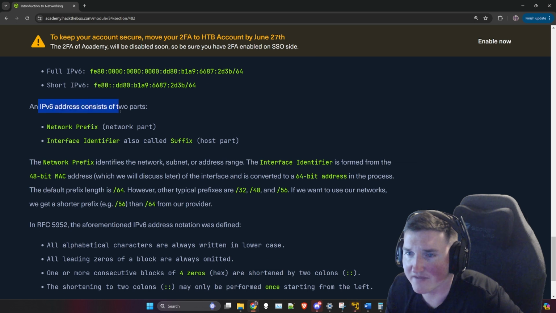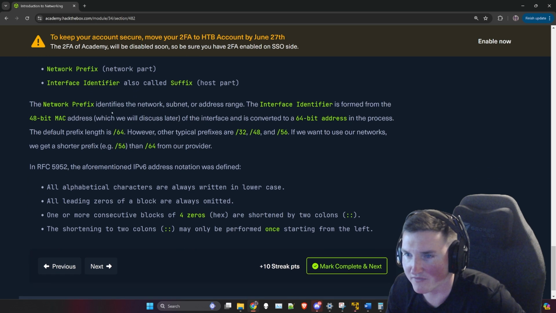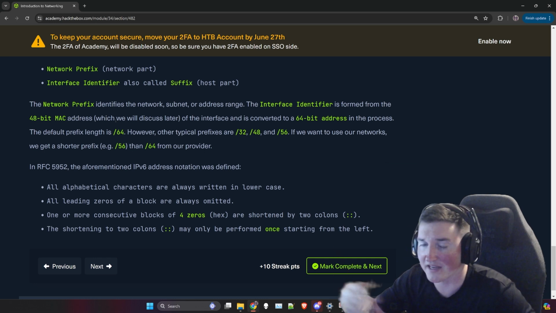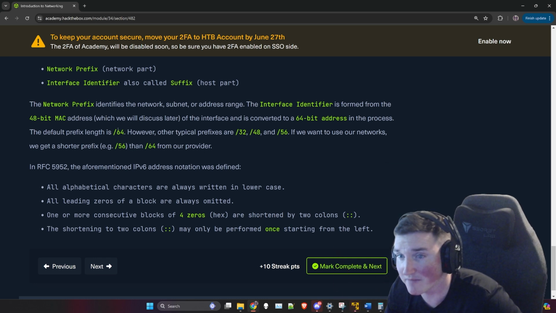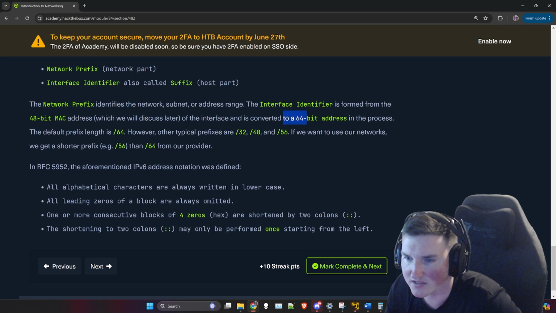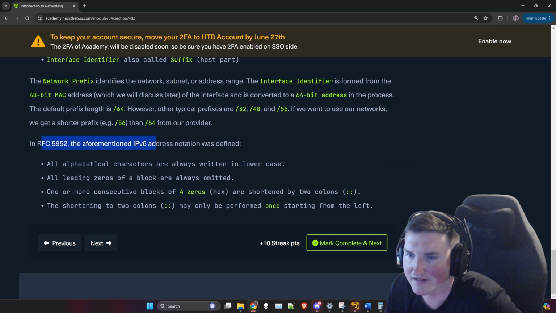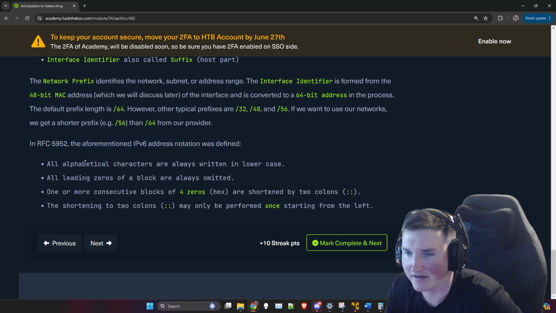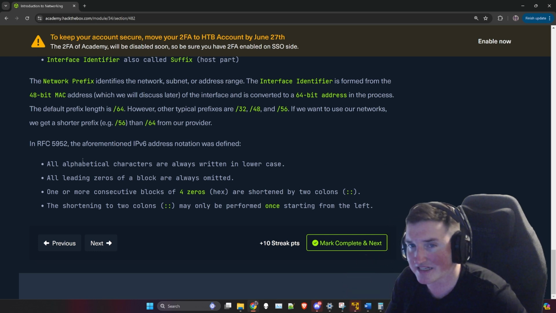And then you have an IPv6 address consists of the network and the interface identifier. So the network part and the host part, just like before. The interface identifier is formed from the 48-bit MAC address. So we'll talk about that later. But they actually form it from the 48-bit MAC address, which is really nice, and it is converted into a 64-bit address. In RFC 5952, the aforementioned IPv6 address notation is defined. So this is what needs to happen for IPv6.